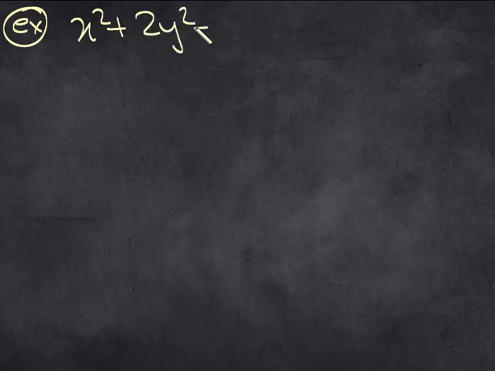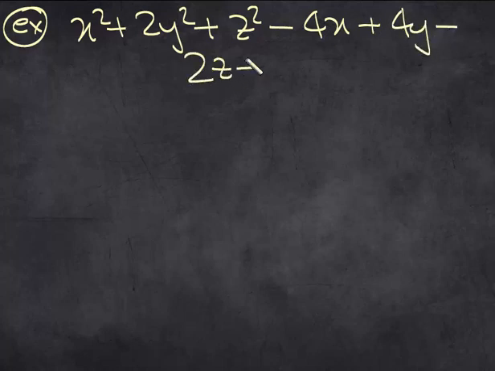Let's say I have x squared plus 2y squared plus z squared minus 4x plus 4y minus 2z plus 3 is equal to 0. Out here, because of those x, y, and z terms, I'll have to do what? Completing the squares. Do you guys all agree? So let's take a look at that.